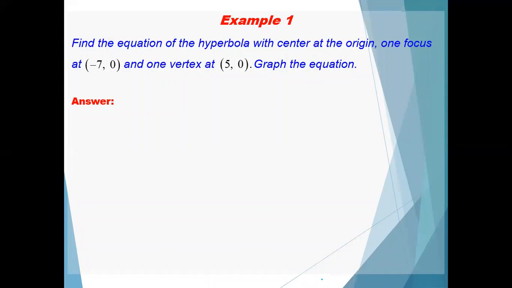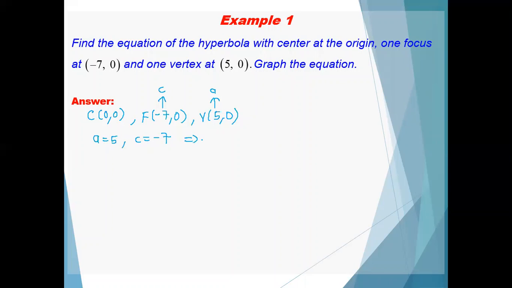Let's see the example. Find the equation of the hyperbola with center at origin, focus at -7, 0, and vertex at 5, 0. And then graph the equation. So the center is at origin 0, 0. Focus is at -7, 0, and the vertex at 5, 0. From here we know that the focus is c, and this one is a.